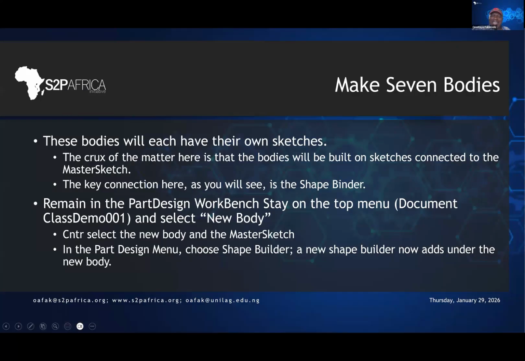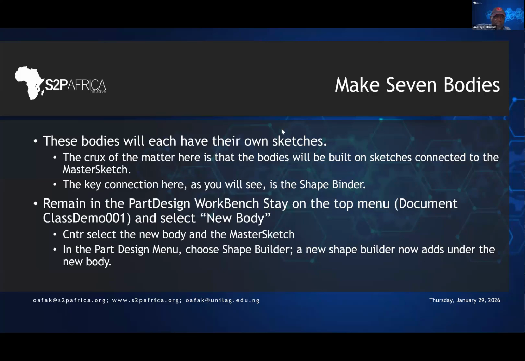So from that master sketch, you can make 7 bodies. These bodies will each have their own sketches. The crux of the matter here is that the bodies will be built of sketches connected to the master sketch. The key connection here, as you will see, is the shape binder.